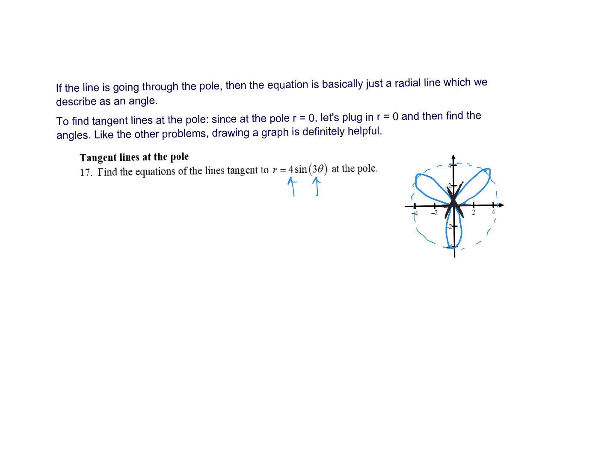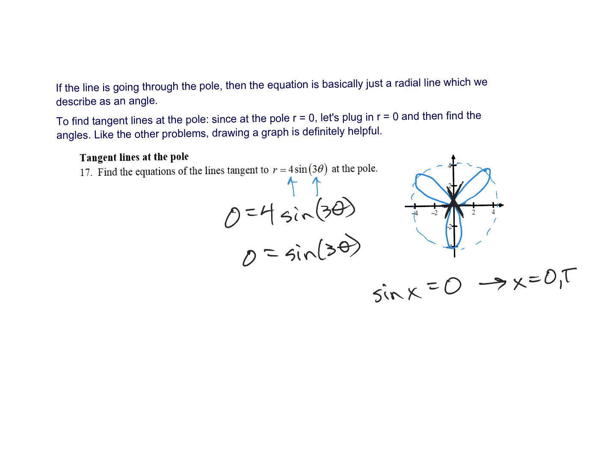Well, every one of those lines, if I'm at the pole, what's the radius at the pole? 0. So you're just putting 0 in for r. And then you divide by 4 to get 0 equals sine of 3 theta. Then you just think, well, where is sine 0? Sines of any angle x are 0 when x is equal to 0 and pi and 2 pi and so on, all the way out, and all the negatives too. All the multiples of pi.